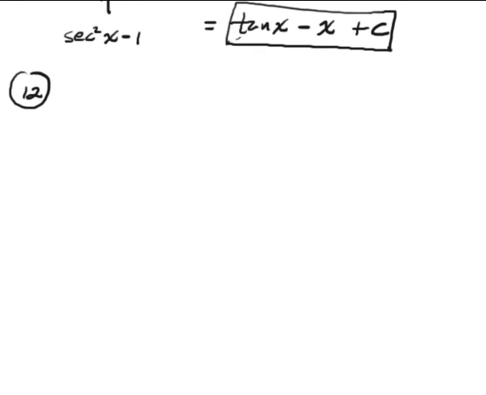All right, number 12, we have another trig integral. Okay, here we have sine to the 4th x dx. So we have an even exponent. So when we have a sine cosine integral where the exponents of sine and cosine are even, we use our half-angle formulas. All right, so here are the half-angle formulas.